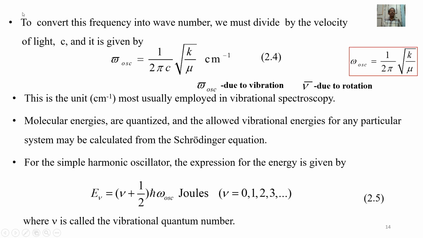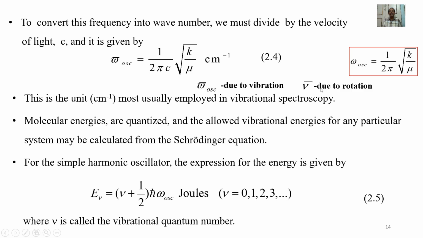To convert this frequency into wave number, we will have to divide by the velocity of light. So 1 divided by 2 pi c root of K by mu. Now it is measured in terms of centimeter power minus 1. Here omega bar, omega oscillation bar, this is nothing but due to vibration.